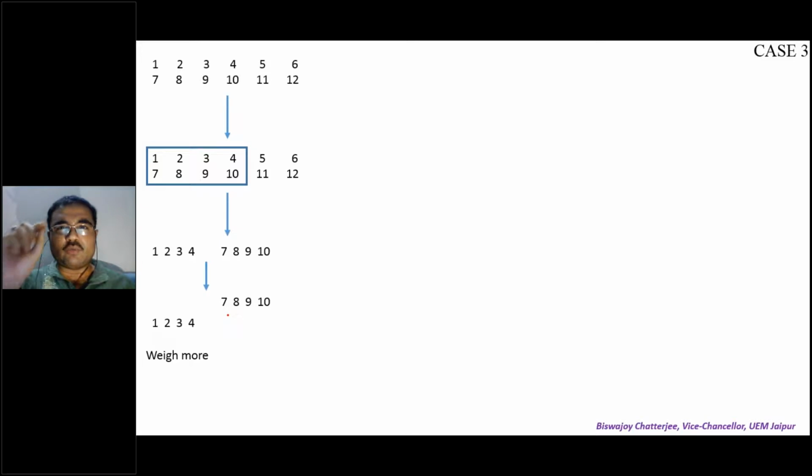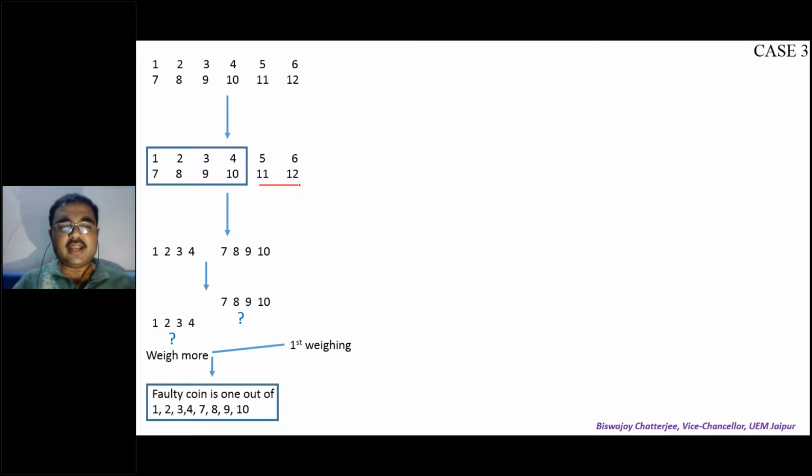But you know that one out of these 8 coins is faulty and the other 4, that is 5, 6, 11, 12, are proper. That was your first weighing, and you say the faulty coin is 1 out of 1, 2, 3, 4, 7, 8, 9, 10, and 5, 6, 11, 12 are proper. So now how to find which out of these 8 is faulty? What will you do now?